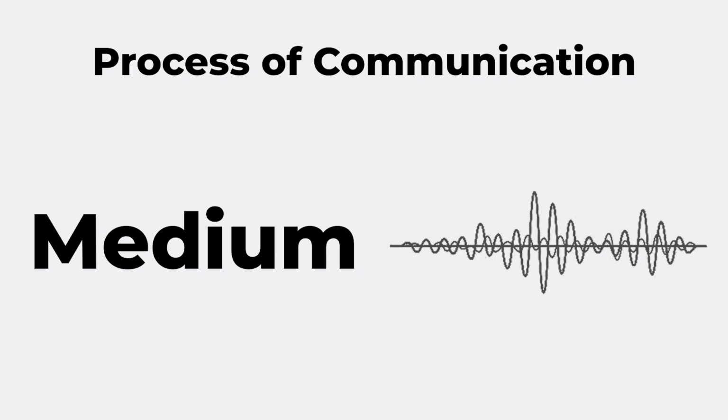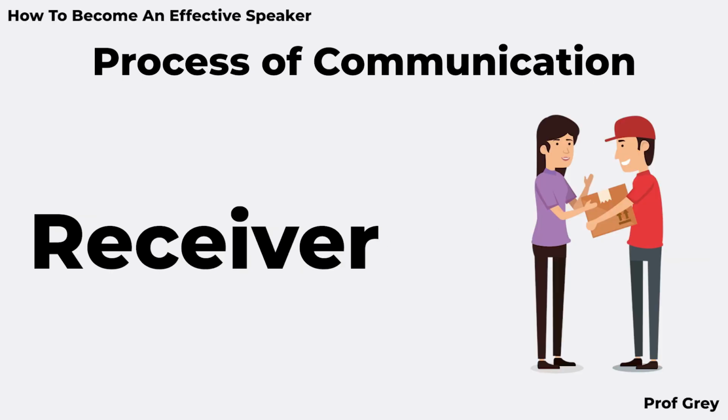The message is then passed through or transmitted with the help of a channel or a medium. It can be verbal, non-verbal, written, or electronic depending upon the nature of communication. The channel here helps act as a bridge from the sender who wants to pass on the message to the next part of the process, the receiver. The receiver then decodes the message and interprets its meaning based on the knowledge, experience, and context.